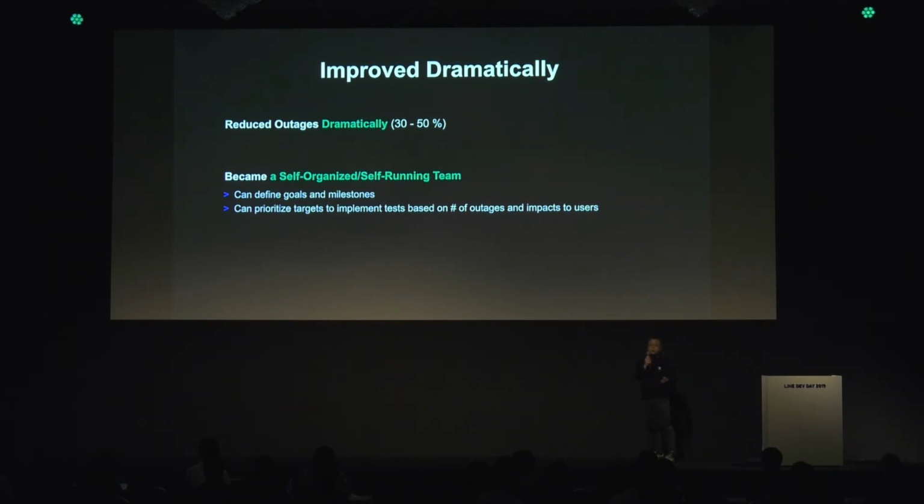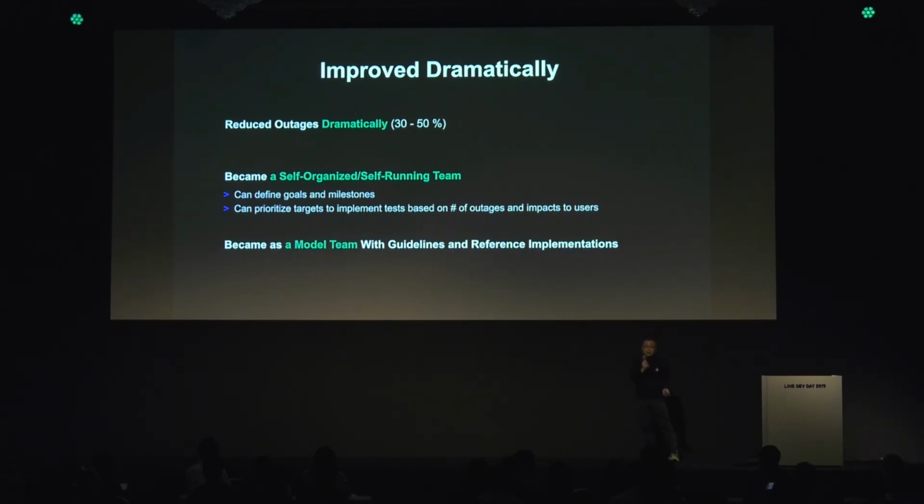Moreover, the task prioritization can be done. So, for example, they can prioritize areas where there is a high number of outages, or they can focus on areas which have a larger impact on users. That's where they would start by writing the test code. So they can do that now.